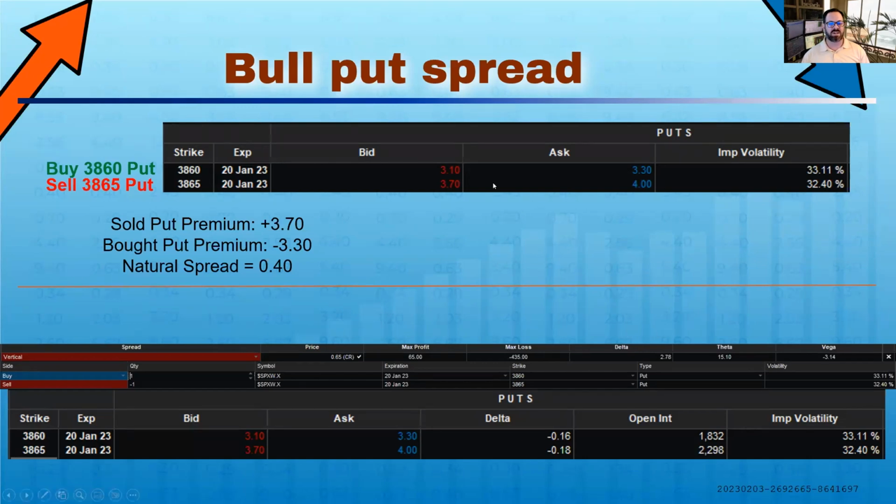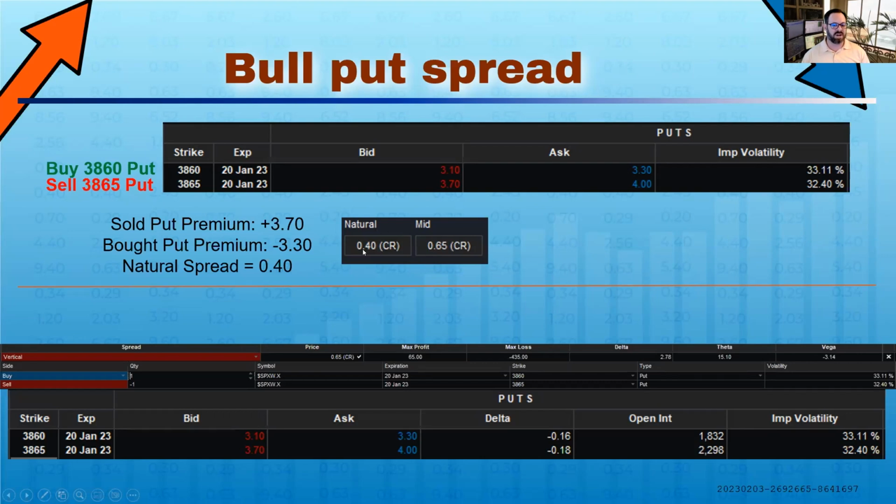And the same thing here. If we're selling an option, we don't have to sell at the lower price, $3.70. Okay, you can try to get a better price because they're selling at $4. You can try to go somewhere in between. So you see on TradeStation, they show you the natural spread, which is the retail prices, selling $3.70, buying $3.30.